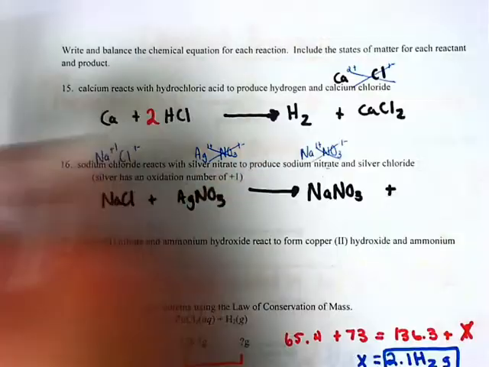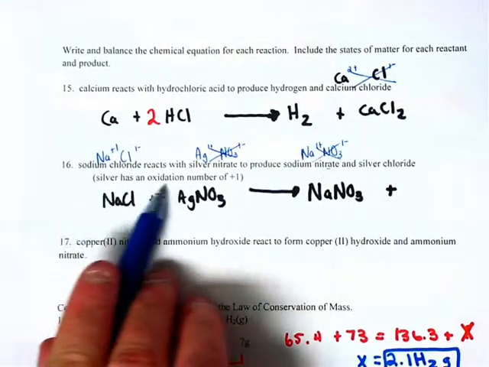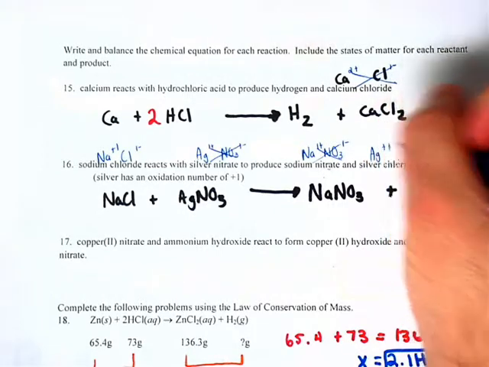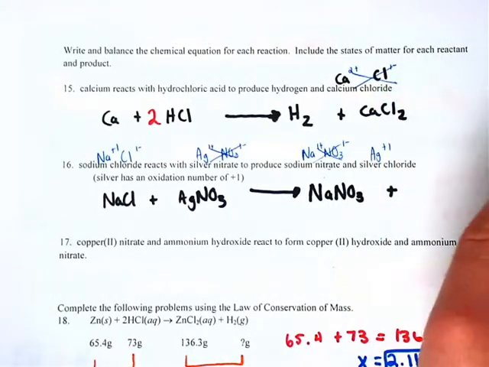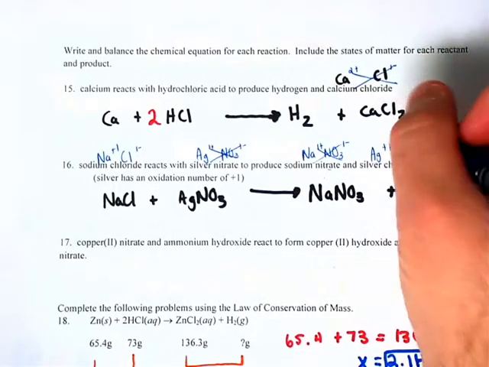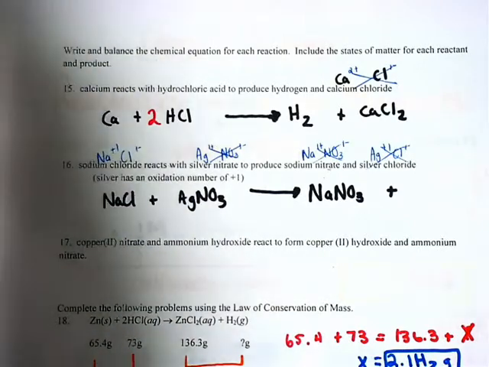With silver chloride. Silver's charge was what a while ago? Very good. So Ag 1 plus. And then can you tell me what chlorine's charge is? Very good. Cl 1 minus. And we do the crisscross, and we get AgCl, right?